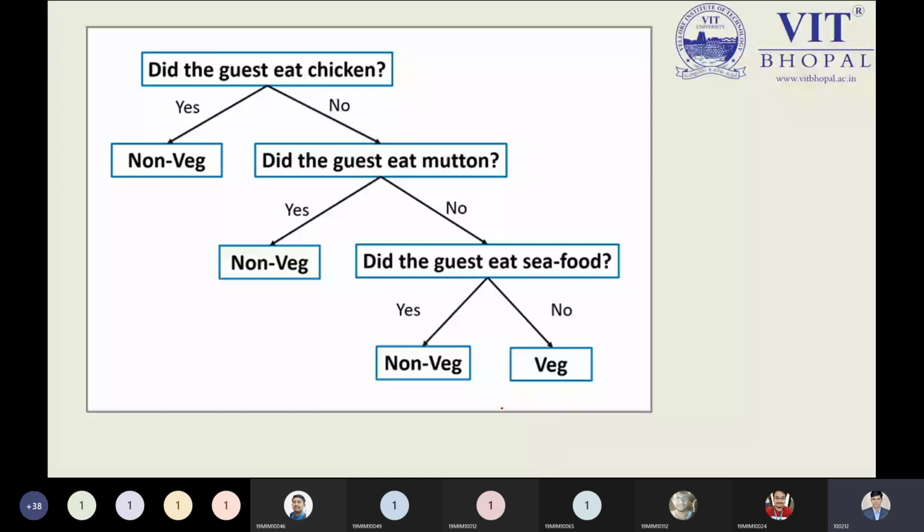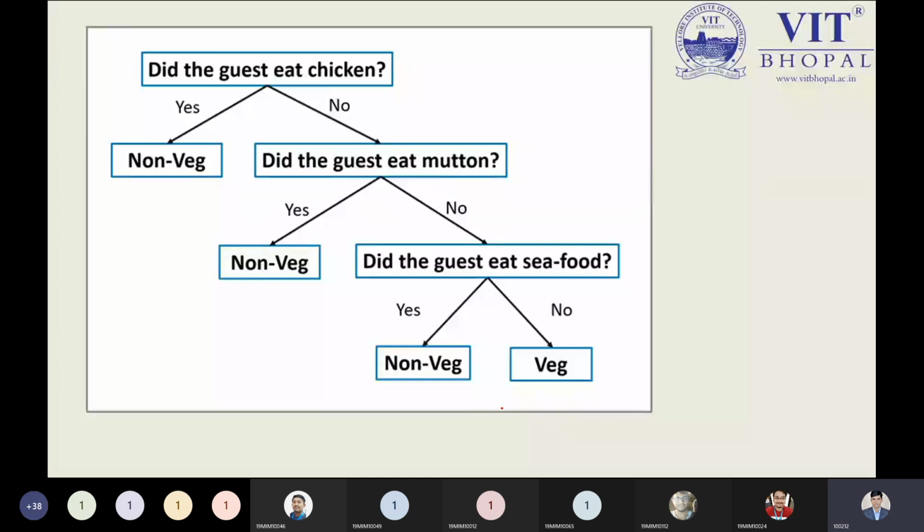So I can ask another question. So he is saying yes. Did the guest eat mutton? If yes, again you will put him or her into non-veg. But he is saying no. I don't like to eat chicken, and I don't like to eat mutton, but I like to eat seafood.